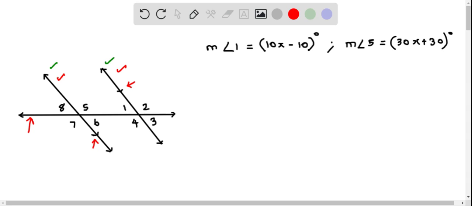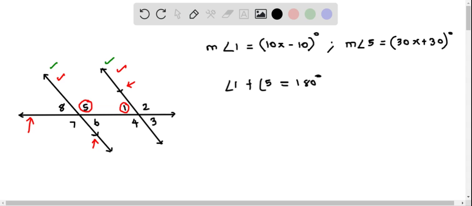Therefore, all the theorems applicable to parallel lines cut by a transversal are applicable over here. In this case, we are concerned about angle 5 as well as angle 1. Clearly, we can see that angle 5 and angle 1 are same side interior angles. So we use the same side interior angles theorem. In this theorem, the same side interior angles are supplementary. That means measure of angle 1 plus measure of angle 5 equals 180 degrees.